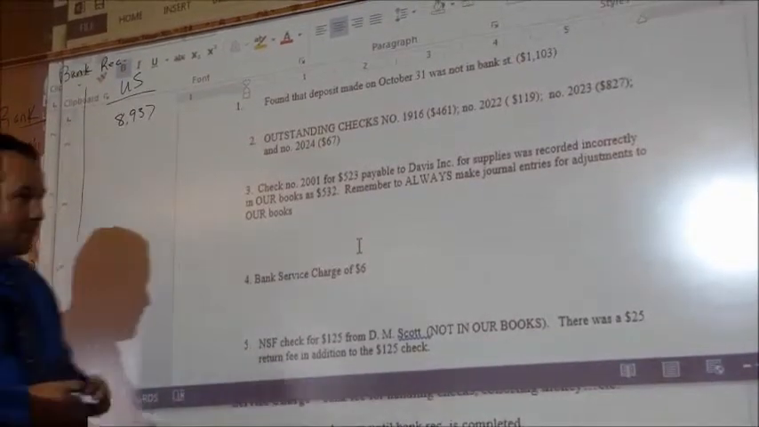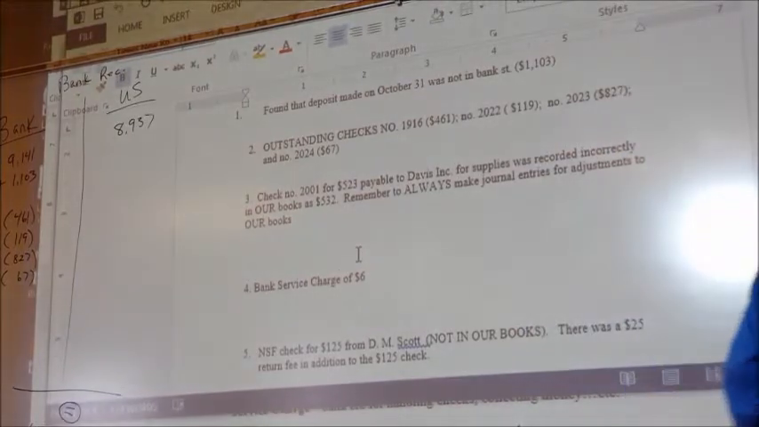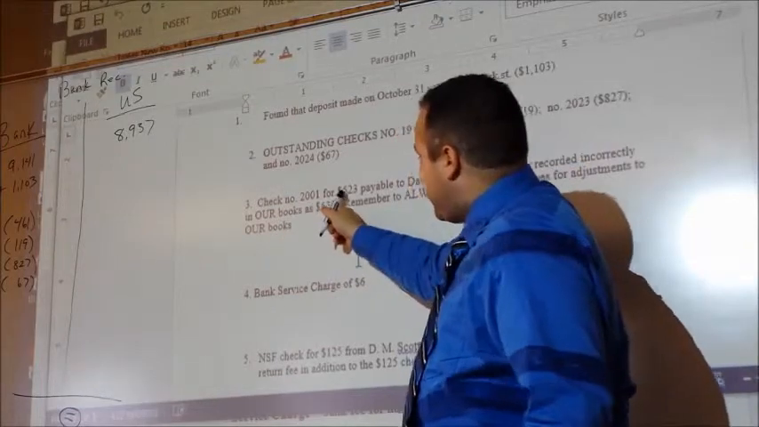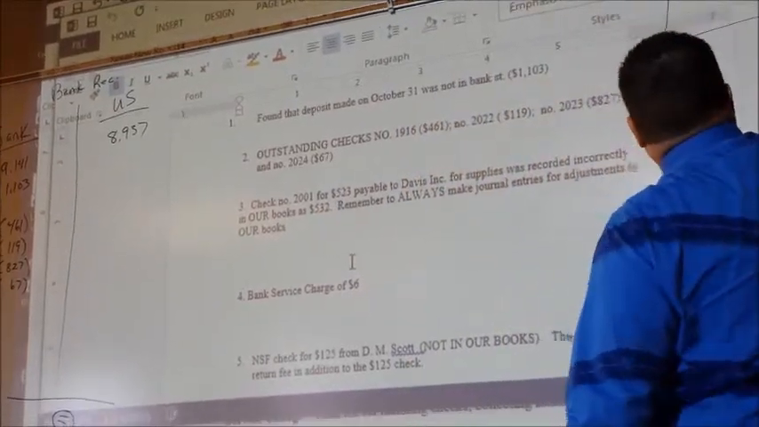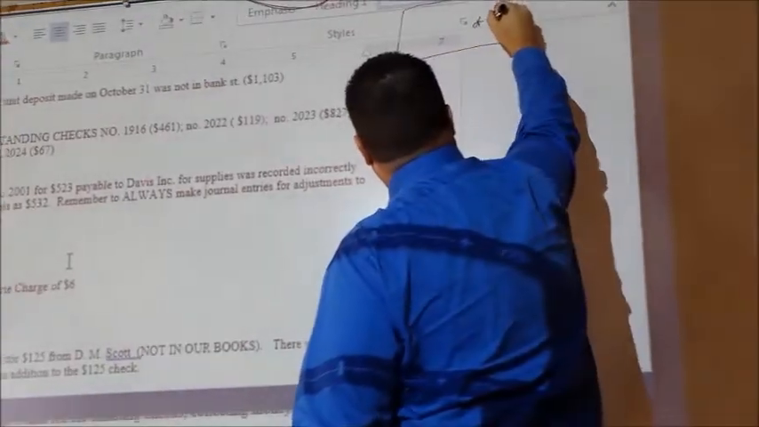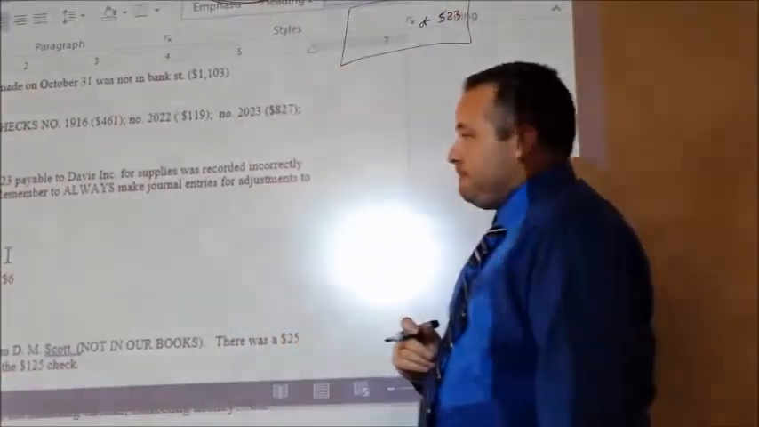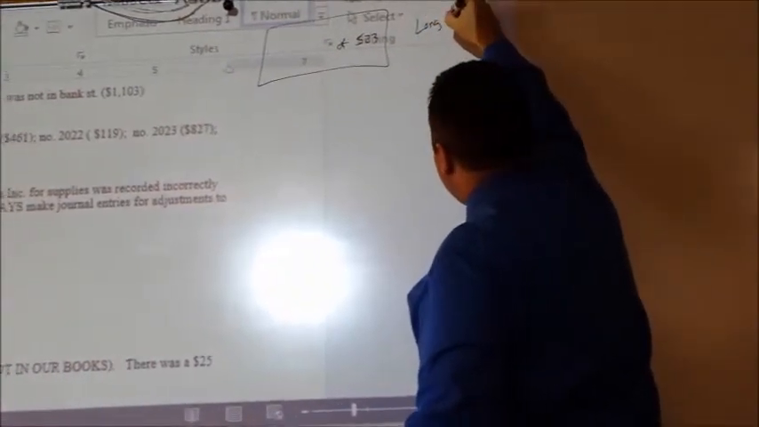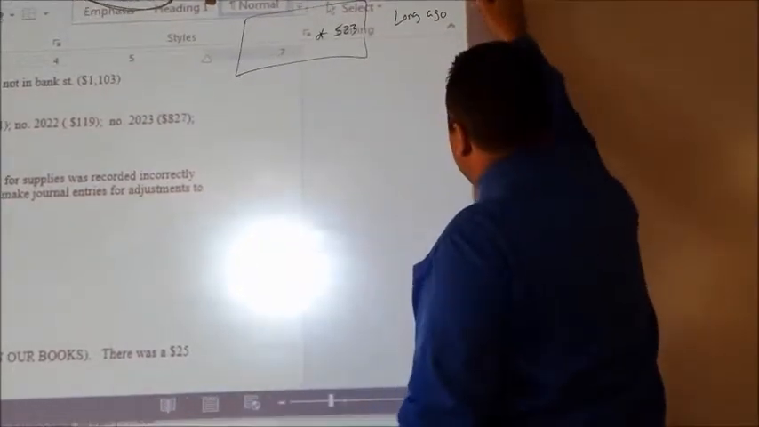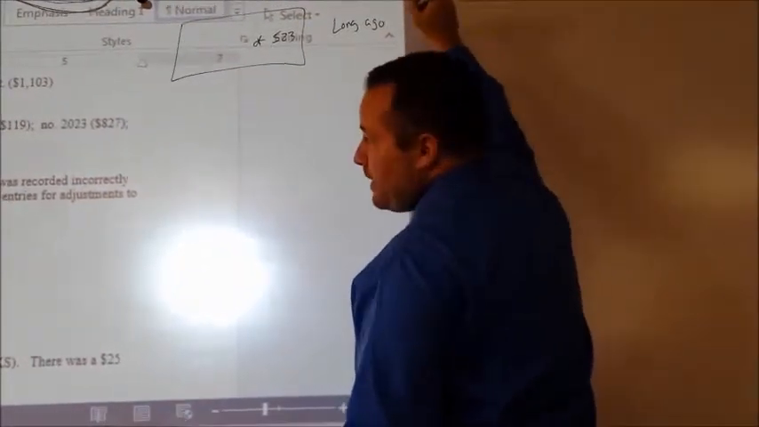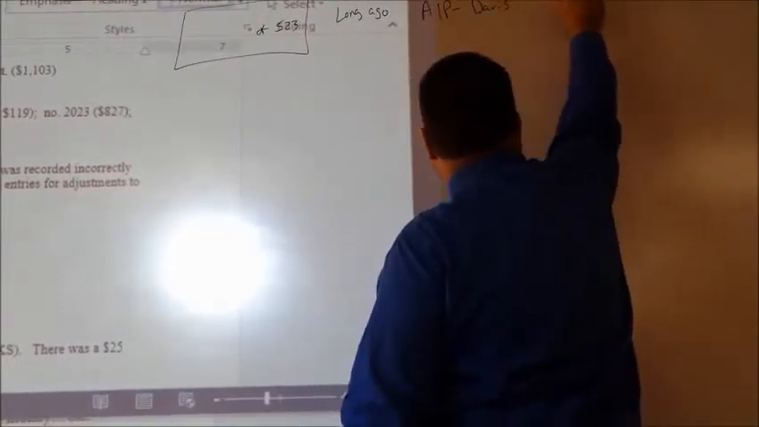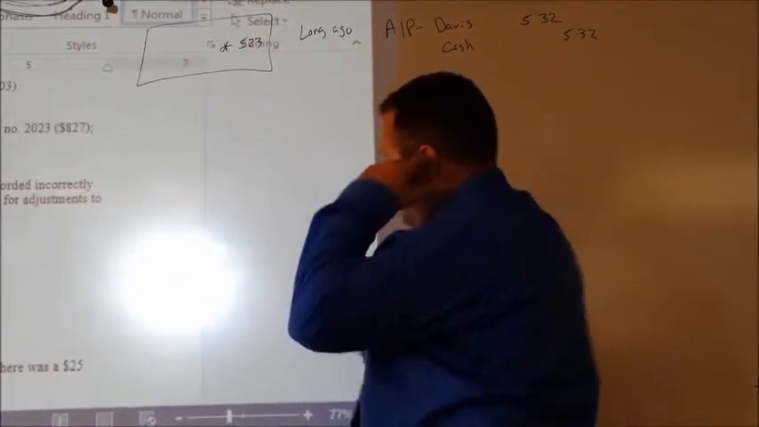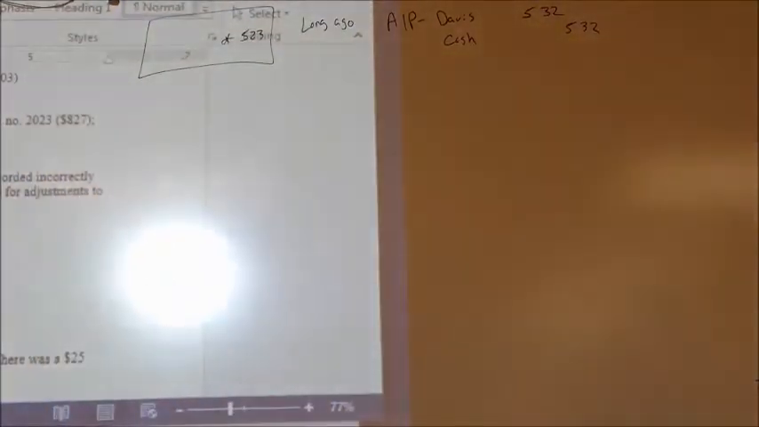Number 3. We saw that the bank statement shows that I paid a check that you actually see on the bank statement. Sometimes you can actually view the check and it says $523. However, back on whatever day that was, I'll just put long ago, just so we know it wasn't today, I made a payment to Davis, and I mistakenly wrote it for $532. And that's what I have in my journal. That's obviously not right.